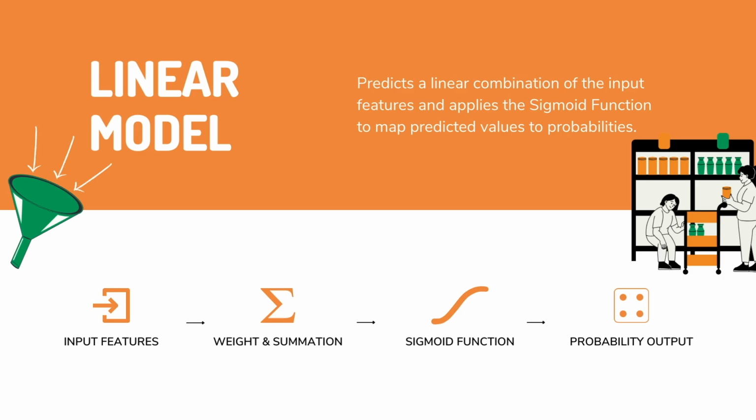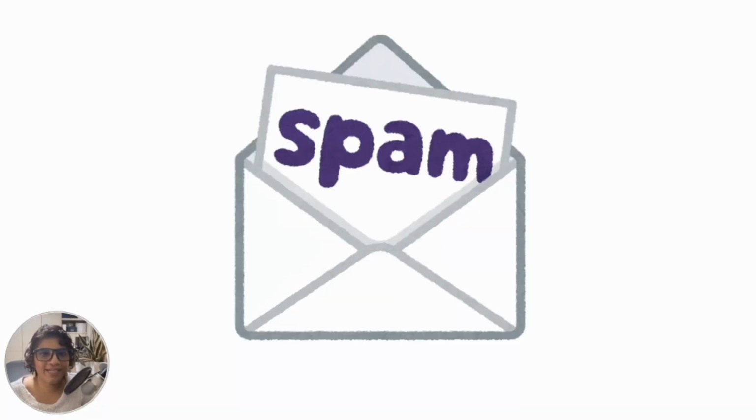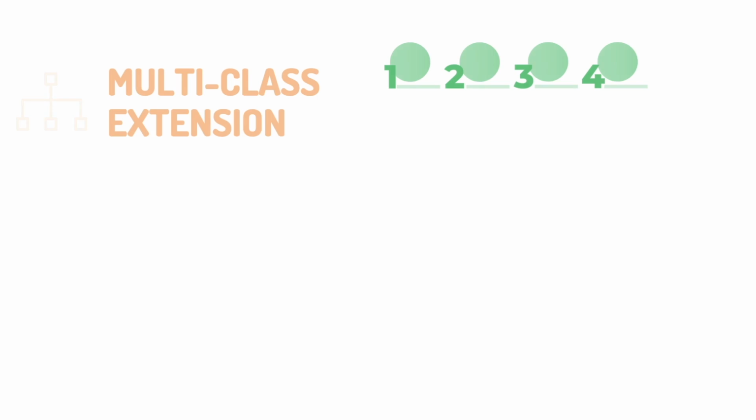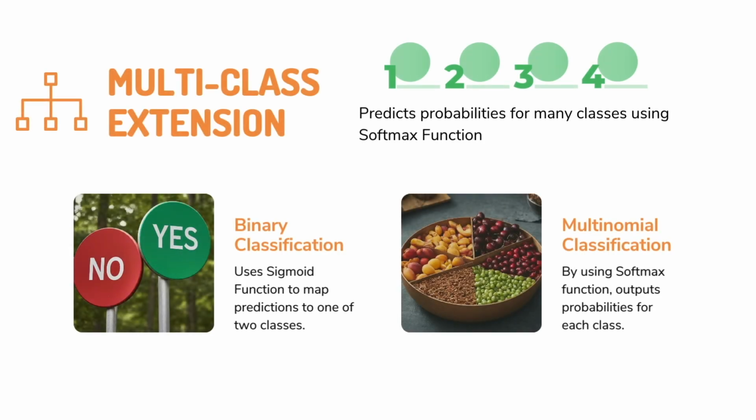It is used primarily for binary classification, where the data points are classified into one of two classes. For example, predicting whether an email is spam or not spam, or whether a customer will buy a product or not. We can extend it to handle multiple classes using the softmax function. This function outputs probabilities for each possible class rather than just a binary outcome like in the sigmoid function. This is called multinomial logistic regression, and that's what we'll be doing in this project.